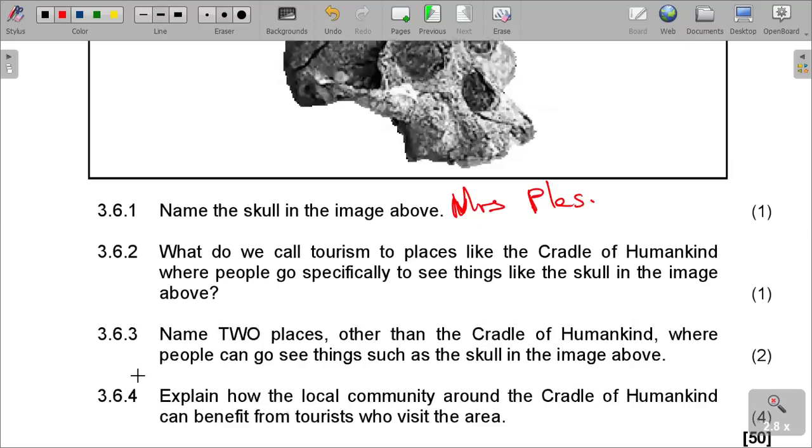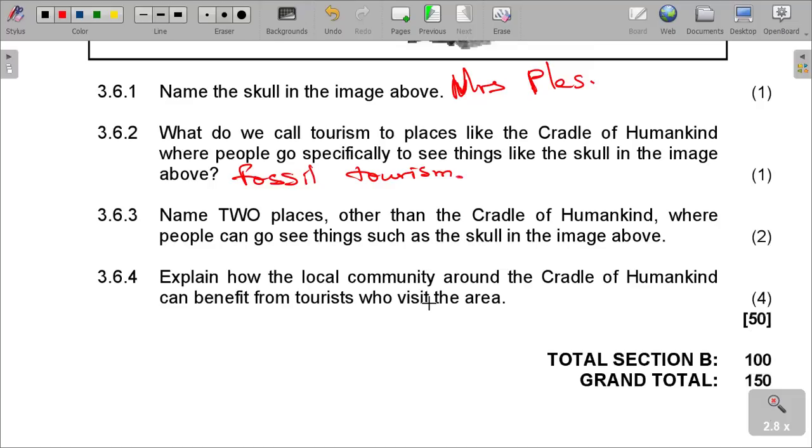3.6.2. What we call tourism to places like the Cradle of Humankind, where people go specifically to see things like the skull in the images above? We call them what? Fossil tourism. And then the next question, name two places other than the Cradle of Humankind where people can go see things such as the skulls in the image above.